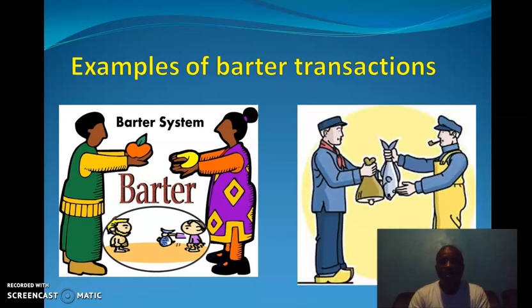Let's look at this image. In this picture, you see two men are exchanging goods for goods. We have a fish being exchanged for another good. So, these are examples of barter transaction.